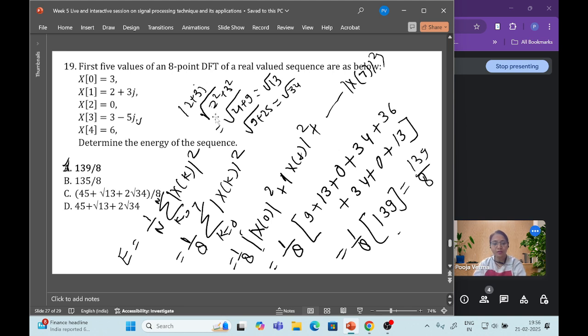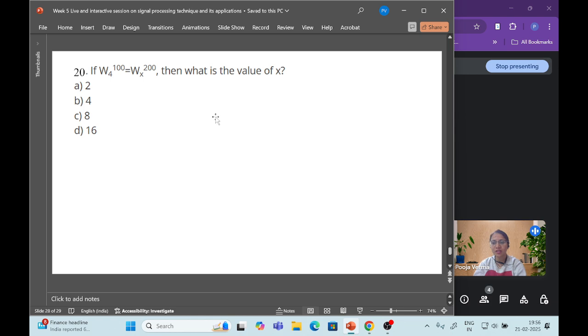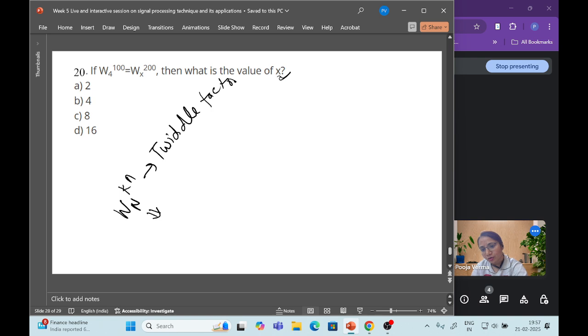Now moving to the last question, that is 20. If W of 4, 100 is equal to W of x, 200, then what will be the value of x? You know that W sub N with power kn is called the twiddle factor in the DFT. It is in this form: e to the power minus j 2 pi by N, kn.